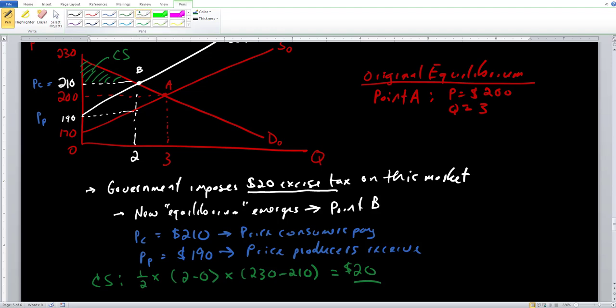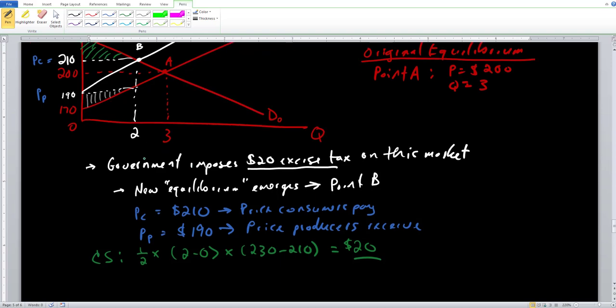On the other hand, we can also find out what the producer surplus is going to be. Remember, producer surplus is the area below the price, but above the supply curve. And this is where we take a look at the price producers receive. The producers receive $190, so it's going to be below this price, but above the original supply curve, which is at 0 right here. The only area that matches up with that is this gray area that we have. Once again, it's going to be a triangle. We have the base, we have the height.